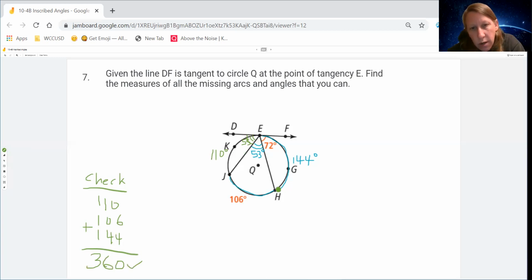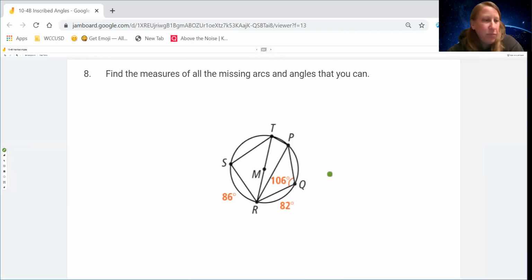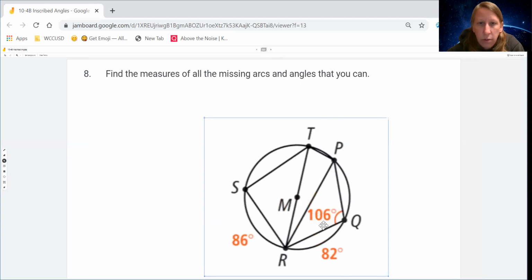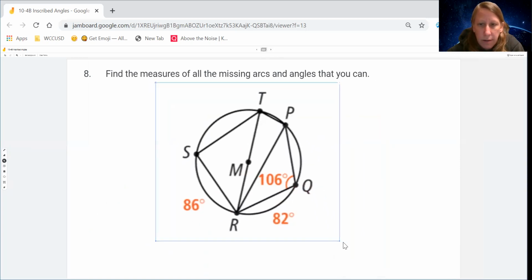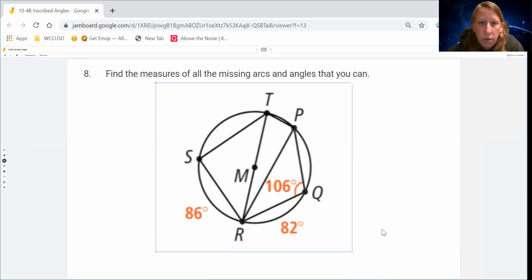Any other angles we can try to find? Any other arcs? I think we're good. Last one. Play with this figure. See what you can tell me. Work it. Ooh, I'm going to make it big so I can write on it. Let's see what we can figure out.